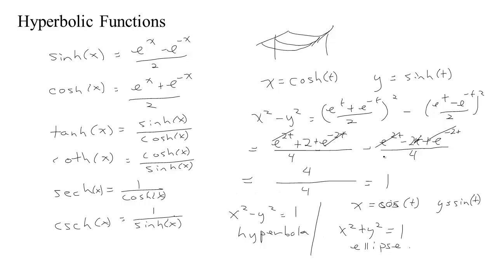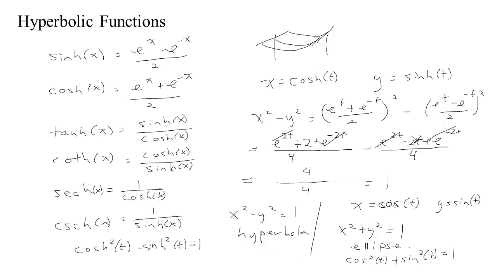This is the identity that we've just shown here, that the cosh squared of a number minus the shine squared of that same number is equal to 1, right? As opposed to, for the elliptic ones, the cosine squared plus the sine squared is equal to 1. So similar but slightly different.